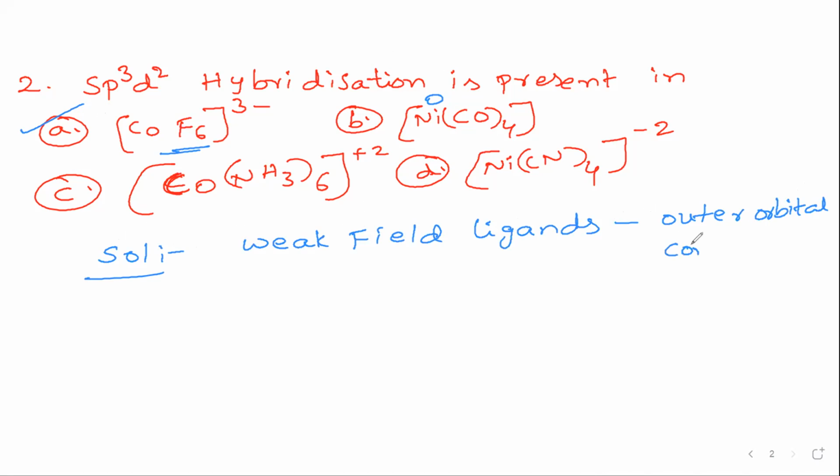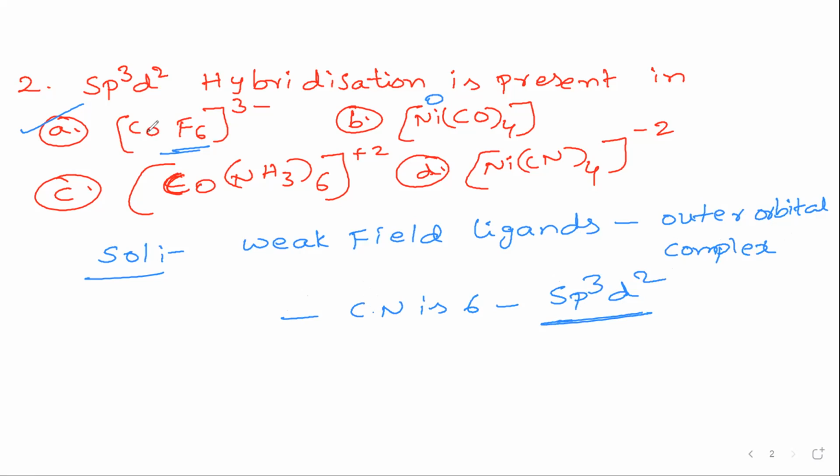You'll know how to identify the question, how to go for your answer. So weak field ligands form outer orbital complexes, very important, and they'll undergo hybridization. Coordination number is 6. Coordination number 6 means they will undergo sp3d2 hybridization, sp3d2.